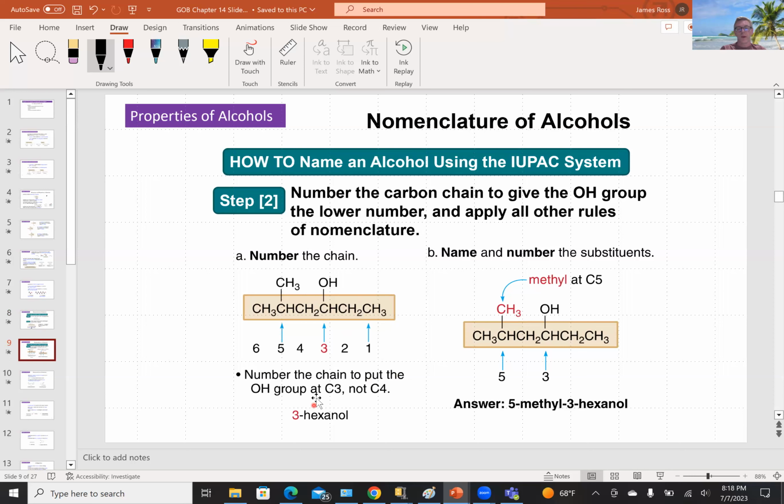So we know it's based on 3-hexanol. Again, we count right to left because it gives the alcohol the lowest possible number on the carbon chain. Hexane is because it's got 6 carbons. It's based on hexane, and the ol is in position 3 because it's an alcohol. With respect to position 3, the methyl group is on carbon 5. So the final answer is 5-methyl 3-hexanol.